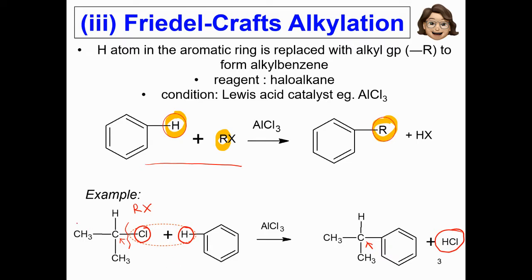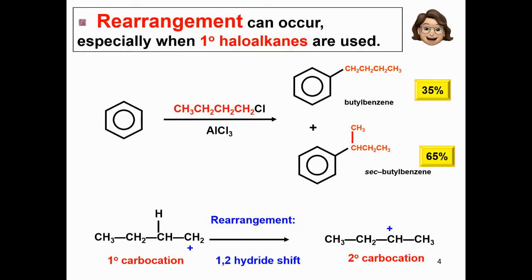However, you can see here we have primary, secondary, and also tertiary carbon. Why do we only combine or substitute with the secondary carbon? Because secondary or tertiary is more stable.